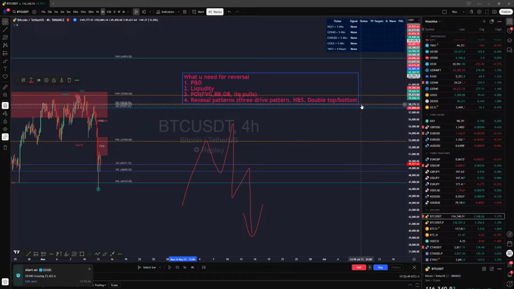So ideally you have to wait for the trend shift on a lower time frame. So you're looking on the lower time frame for a trend shift, etc. And pretty much that's it. This is what you are looking for when you're talking about reversal. Pretty much that's it.